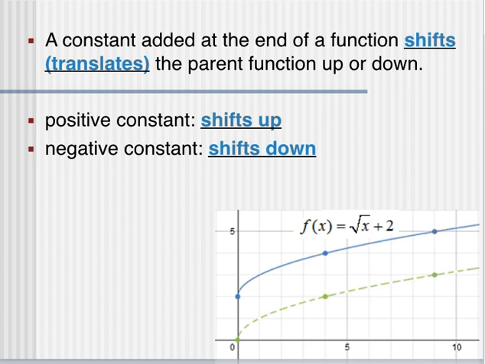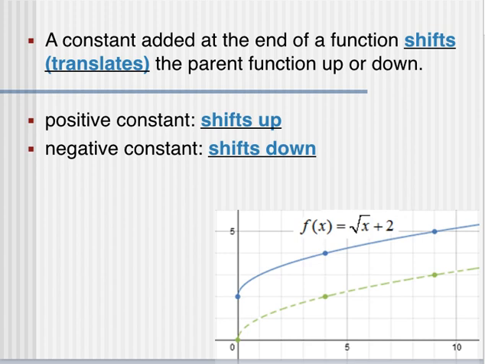A constant, a number without an x, that's added at the end of a function shifts or translates the parent function up or down, and that's another rule you discovered in your graphing earlier. Y equals x squared plus 3 just translated the whole function graph up 3 units. And it's pretty intuitive, kind of common sense how the directions work. Positive numbers added at the end shift it up. Negative numbers added at the end shift it down.